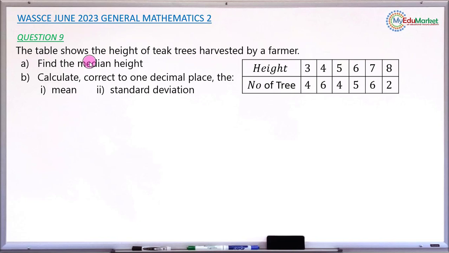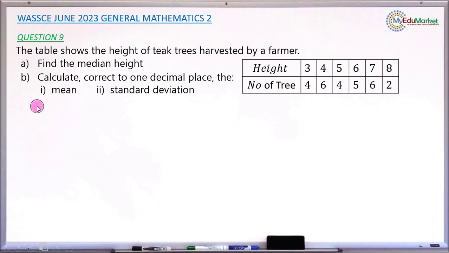The question asked here is, A, you are asked to find the median height, and B, you are asked to calculate, correct to 1 decimal place, Roman 1, the mean, and Roman 2, the standard deviation. So let's attempt to answer this question together.